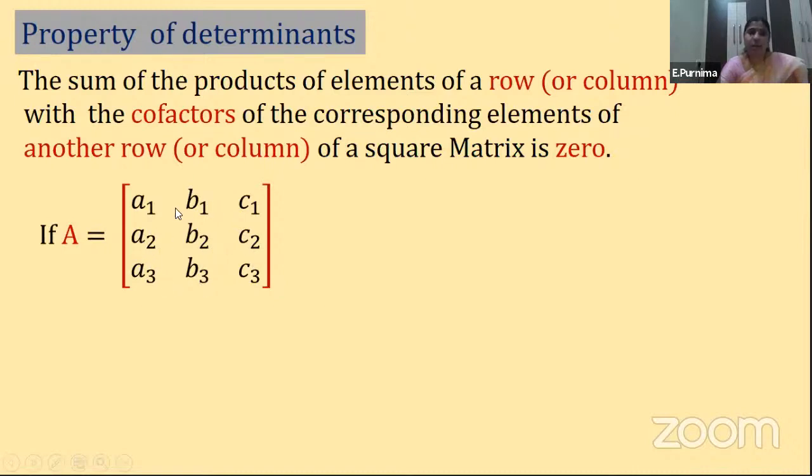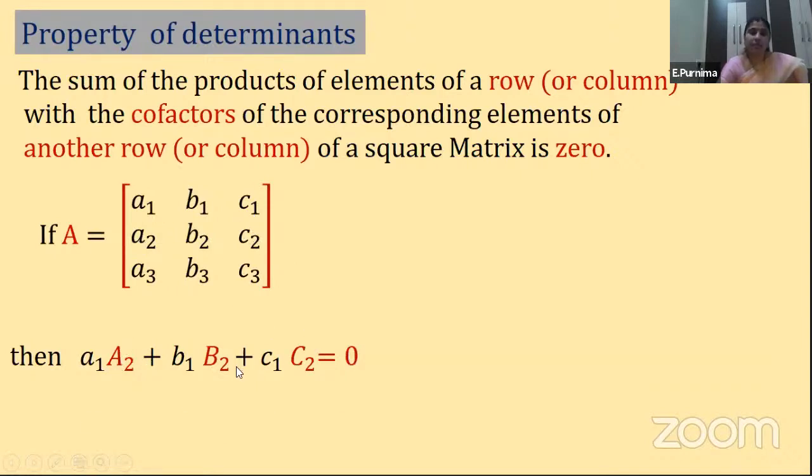Suppose I am taking the second row. A1 into its cofactor. What is the cofactor of this? Capital A2. So if this element is multiplied with its cofactor, plus this element is multiplied with its cofactor, that we are going to see. Then that sum is A1 A2, means A1 into its cofactor plus B1 into its cofactor B2, C1 into its cofactor C2. Means the elements of one row are multiplied with the corresponding cofactors of another row. If you add those products, then that sum is equal to 0.